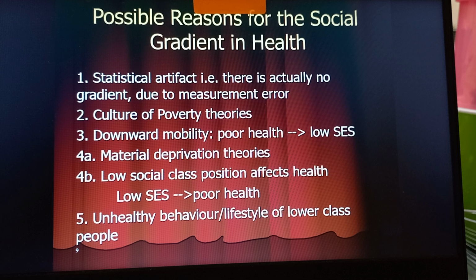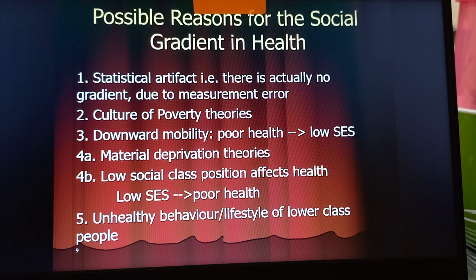Another possible explanation is culture of poverty theories. So for example, the proponents of this theory argue that poorer people tend to have worse health because they have some cultural deficiencies, right? For example, inability to defer gratification, meaning they tend to live for the day, they don't plan for tomorrow, they indulge in excessive alcohol drinking, right, and so on. So it's culture of poverty theories.